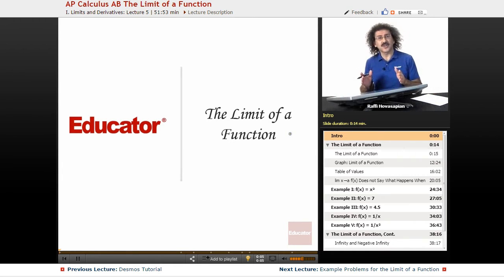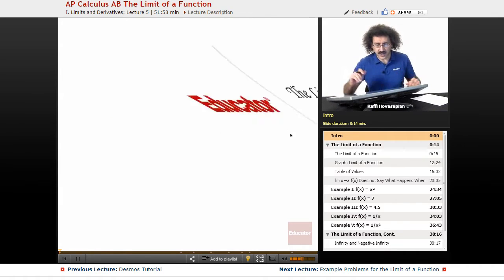So today we're going to start talking about the limit of a function. Very, very important topic. It is absolutely the foundation of all of calculus. Let's jump right on in.